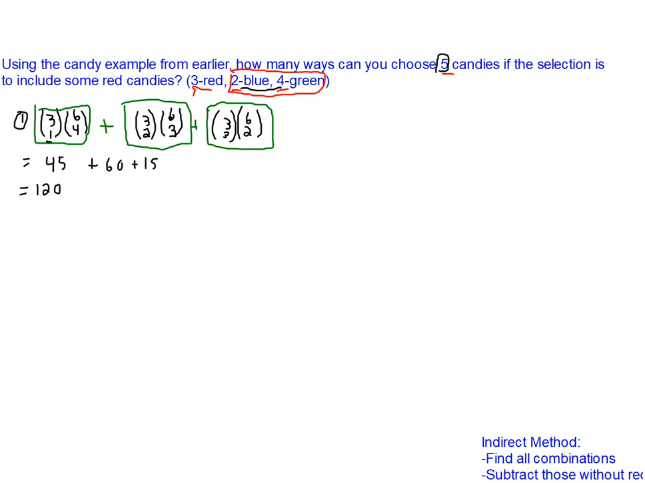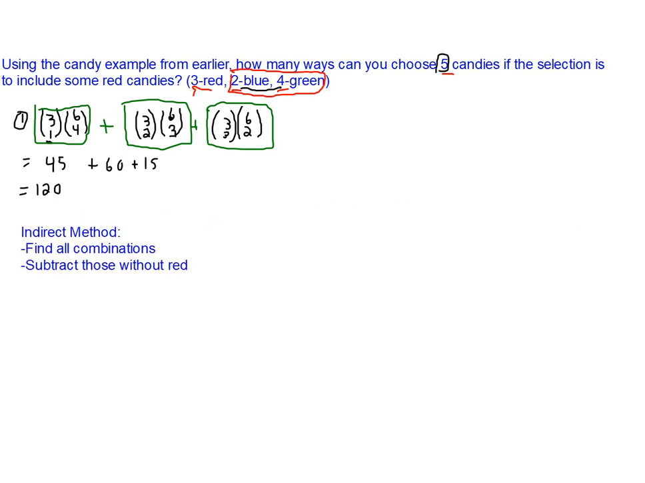Now this problem wasn't so bad to do this method because we only had 3 different possibilities to look at. But if I change the numbers a little bit, and let's say we had 12 red candies instead of just 3 red candies, this method becomes very, very tedious. So instead, what we can do is something called the indirect method. What the indirect method says is that we can find all of the combinations with no restrictions. So how many ways can we choose those 5 candies? And then we subtract all the ones that don't have any red candies in them.